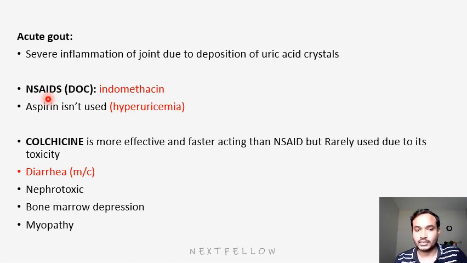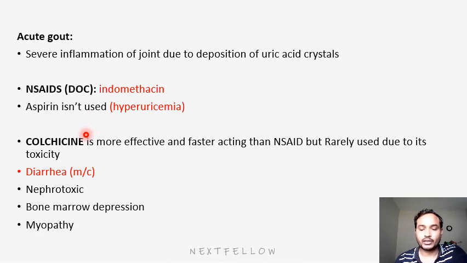In gout there is already a rise of uric acid, so if you give aspirin it will aggravate the symptoms. That is why aspirin will not be used in gouty patients. Among NSAIDs, the drug of choice is indomethacin.